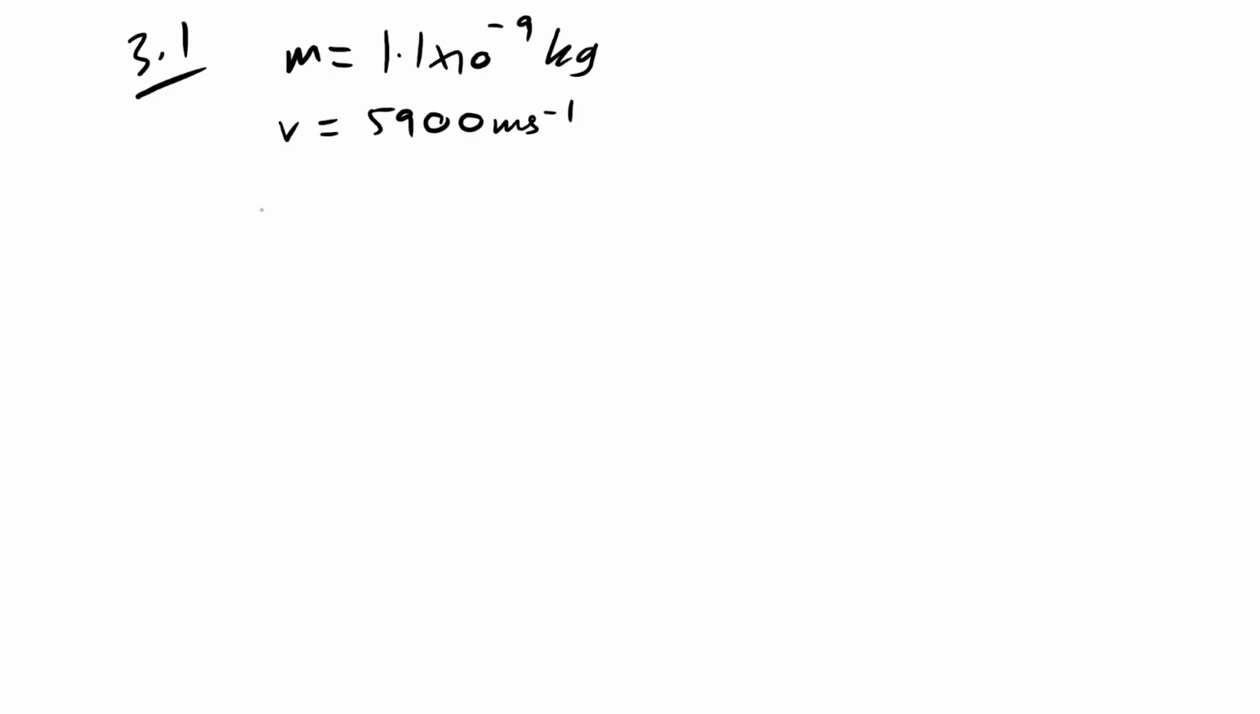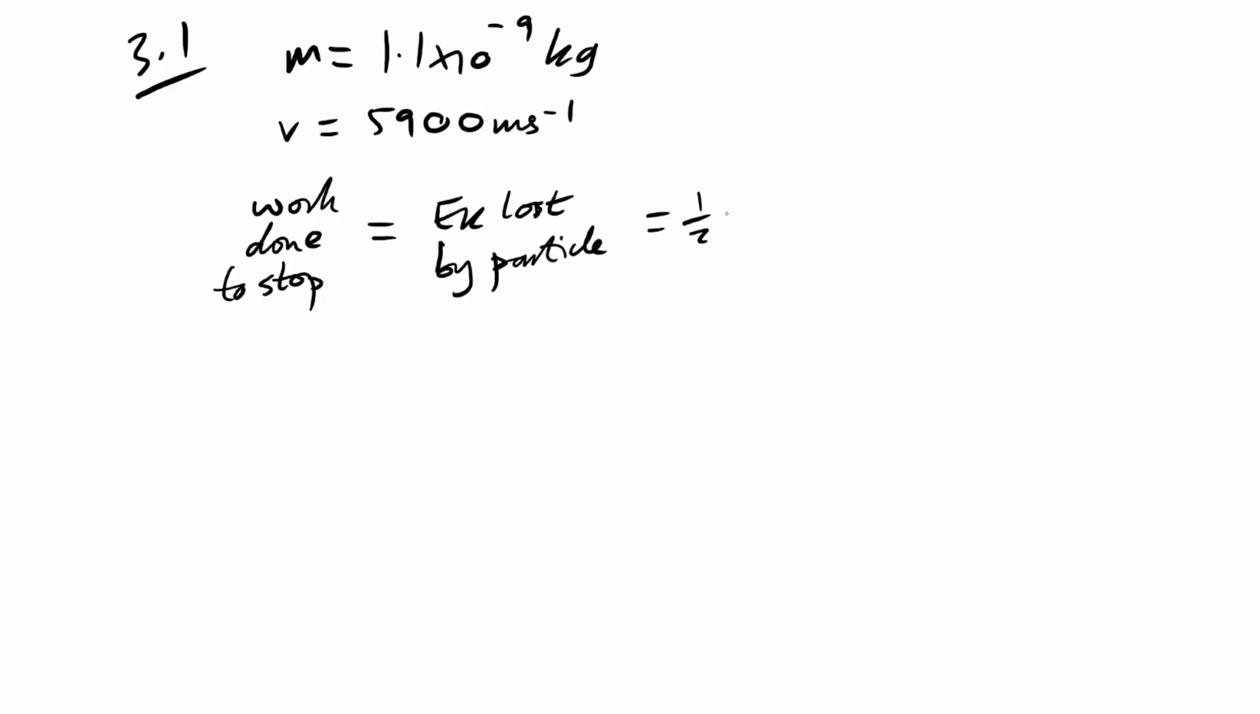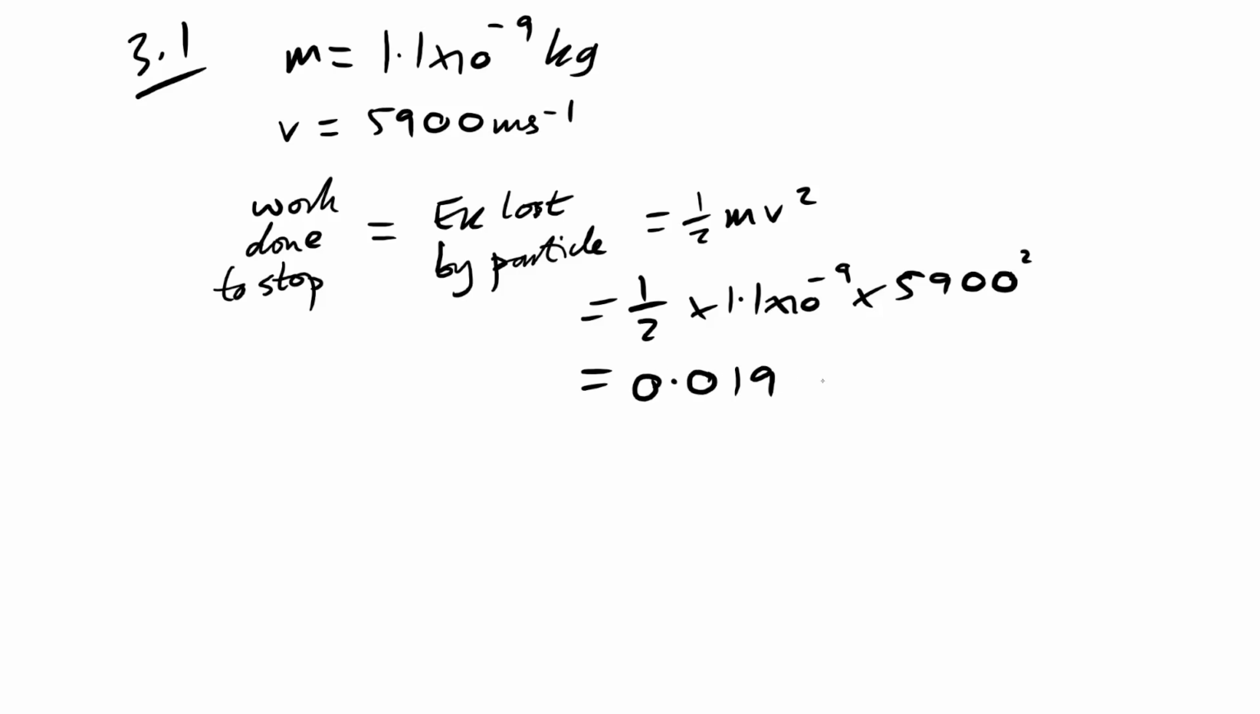Well, we know it's being stopped, so work done to stop is equal to, we know it's just an energy, don't we? Thus equal to the EK lost by the particle. So that's equal to half mv squared. So that's half times 1.1 times 10 to the minus 9 times 5,900 squared. And that gives us 0.019 joules. And if it's work done, you can guarantee that we're going to have to use the work done equation. Yes, look at that.